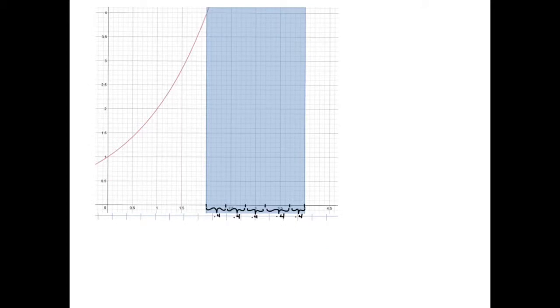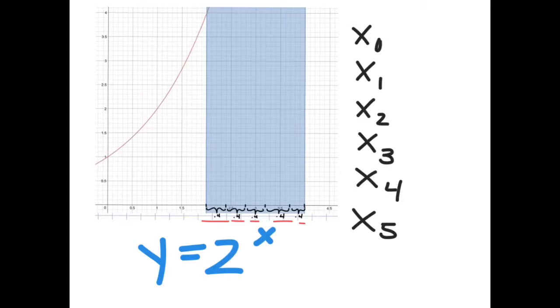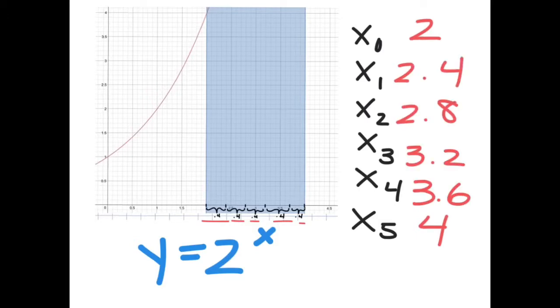Here's a graph of the equation y equals 2 to the x. As you can see, the shaded area is broken up into 5 equal sections, each section with a base of 0.4. By using this x sub number notation, you can represent your base distances starting at 2 and ending at 4. Because the bases of your rectangles are 0.4, you're going to count up from 2, 2.4, 2.8, etc., all the way to 4. This is what that should look like when you're done.